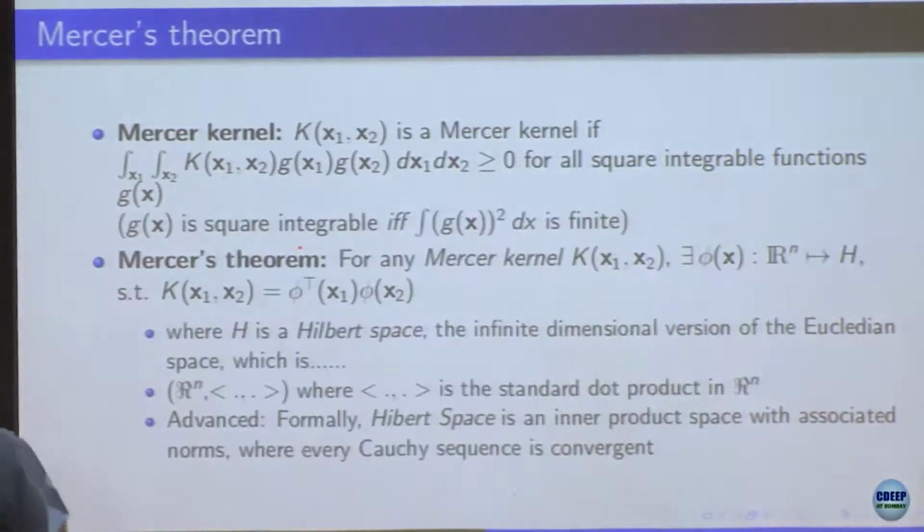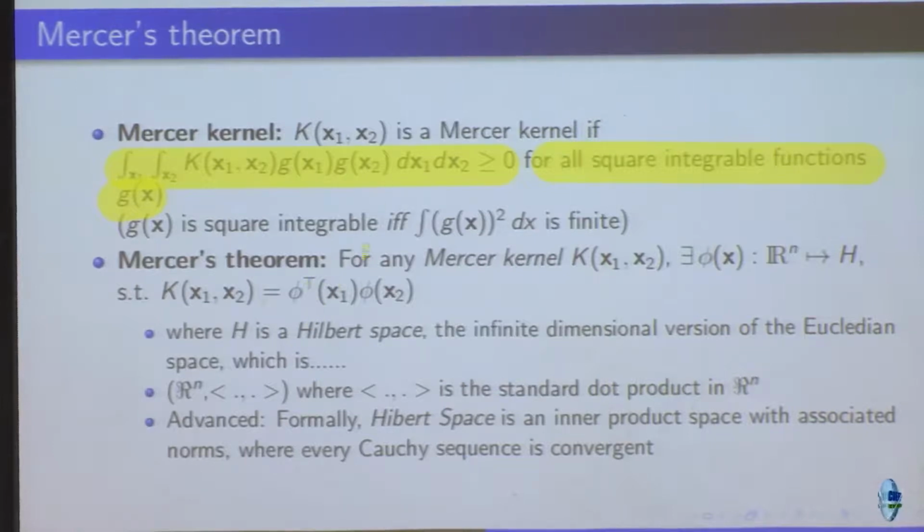So this is Mercer's theorem. For any Mercer kernel, there exists a phi. If your kernel is Mercer, which means that this is always greater than or equal to 0 for all square integrable functions g, then there exists a corresponding phi, such that phi transpose phi is k.